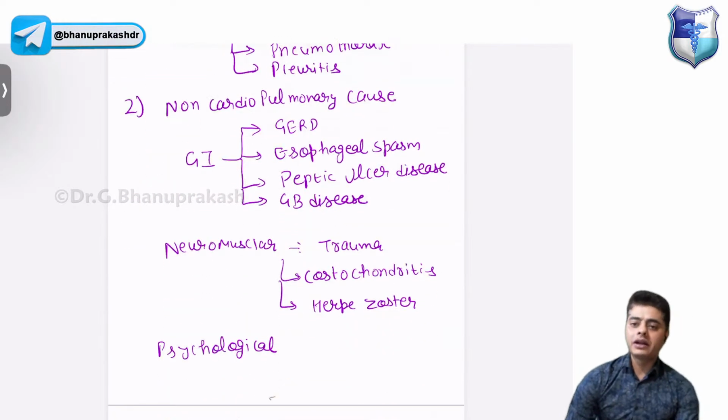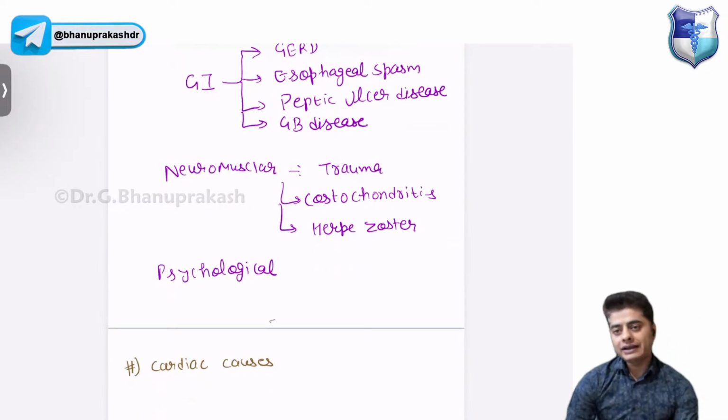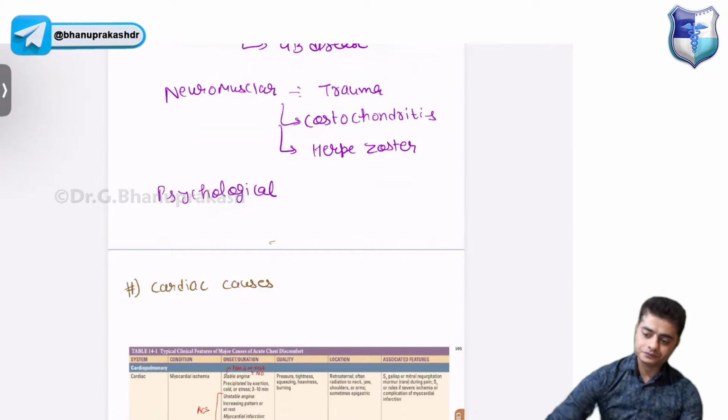Under non-cardiopulmonary causes, you are having GI causes in which there is GERD, then esophageal spasm, then peptic ulcer disease, then gallbladder disease. In neuromuscular, you are having trauma, costochondritis, and herpes zoster. And last but not the least is your psychological cause.